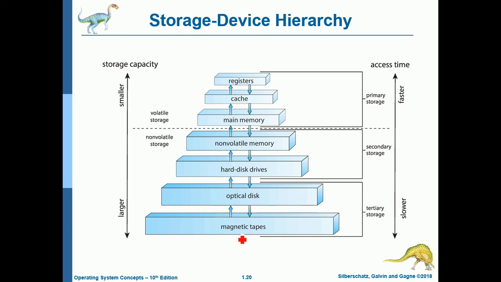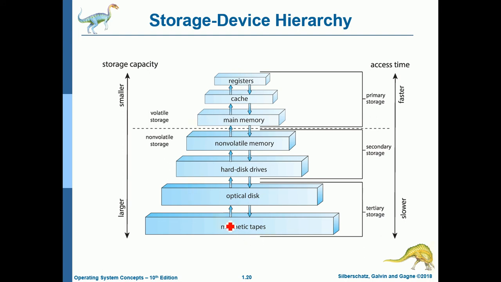If the register has updated data and wants to update the magnetic tape, the data will not go directly to the magnetic tape, but rather it will go to the cache, main memory, non-volatile memory, hard disk drive, optical disk, and magnetic tapes. Why? So that all of them are updated. That's the purpose of the storage device hierarchy.